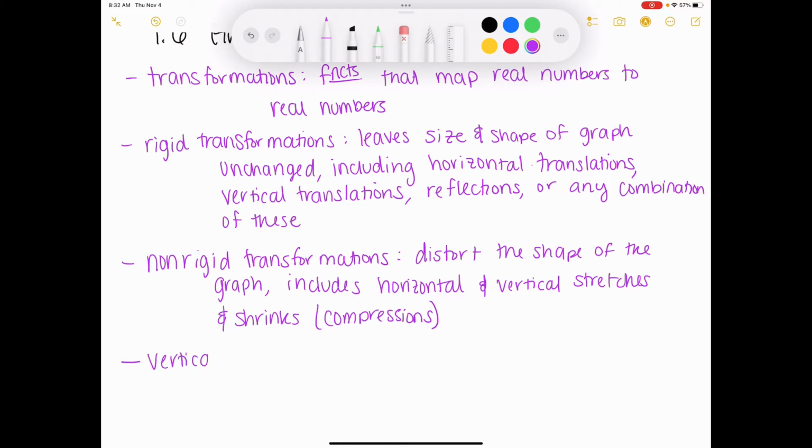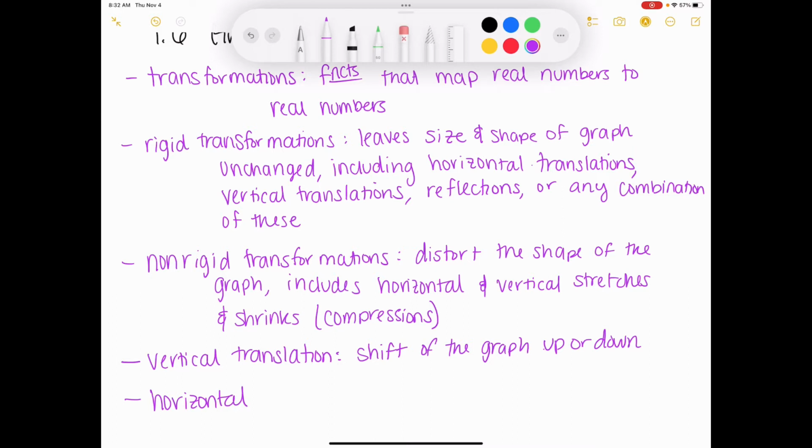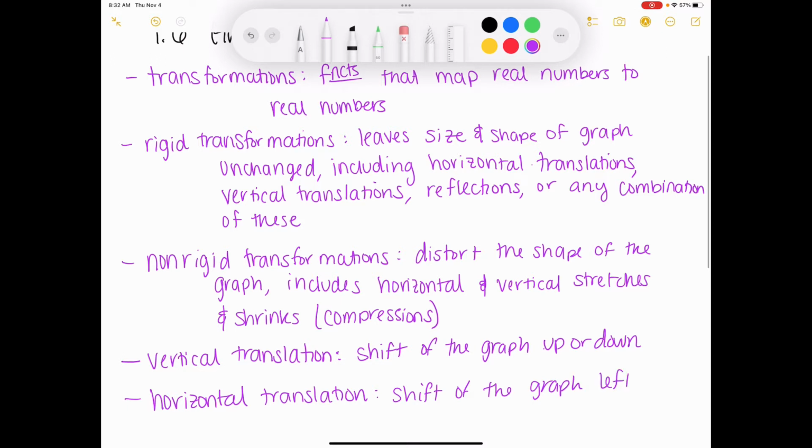Vertical translation is a shift of the graph up or down. Horizontal translation is a shift of the graph left or right.